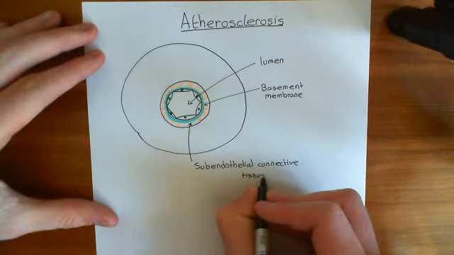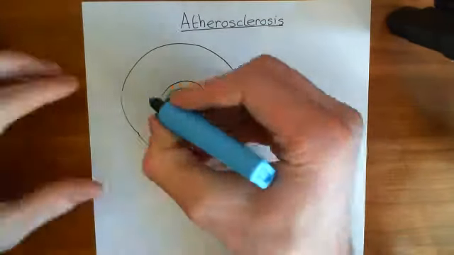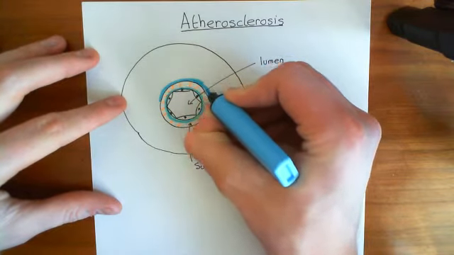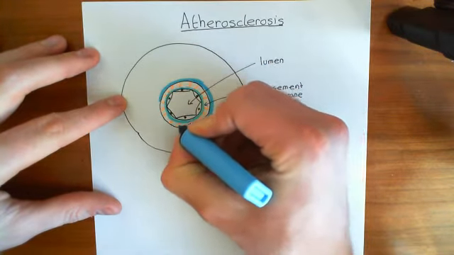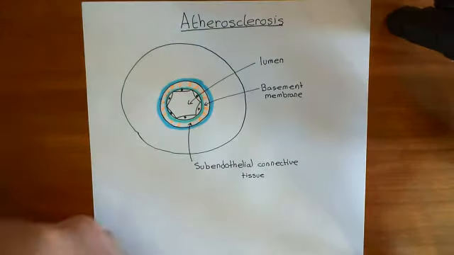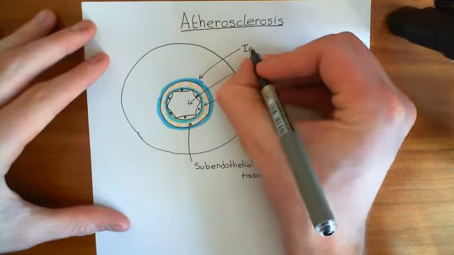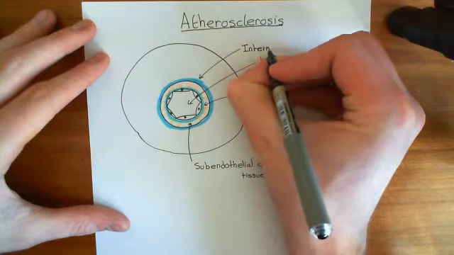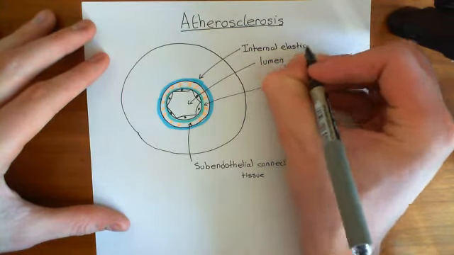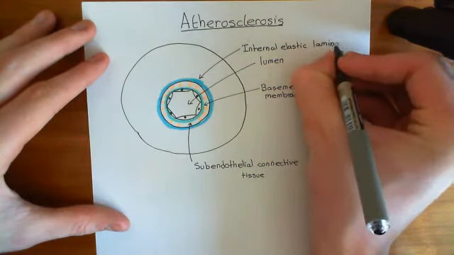Then surrounding the subendothelial connective tissue is a layer which I'll show in blue. Here in blue is the internal elastic lamina. As the name suggests, this is mainly made of elastin. The internal elastic lamina demarcates where the first layer of the blood vessel ends.